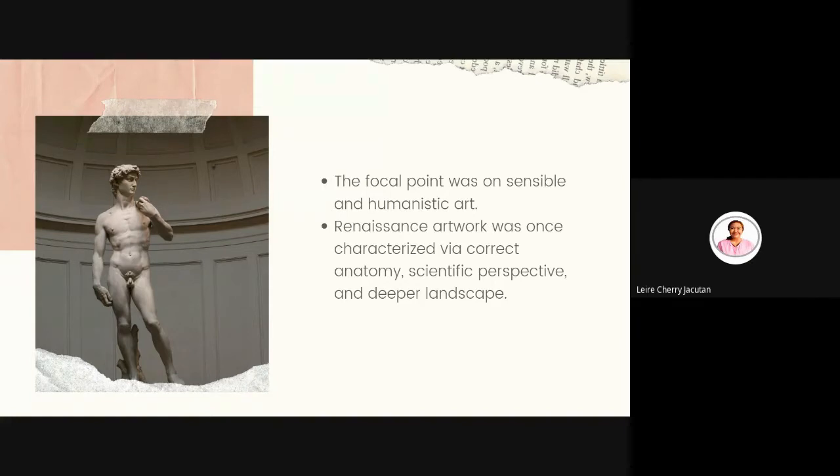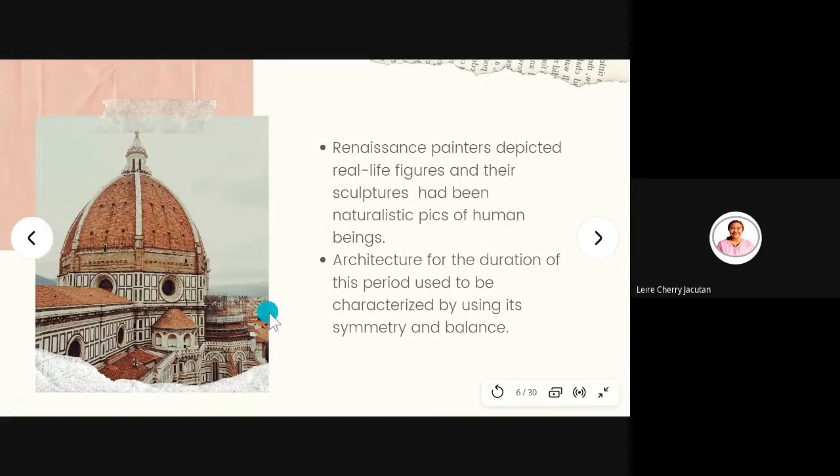And then Renaissance artwork was characterized via correct anatomy, scientific perspective, and deeper landscape. I guess diniscuss ko na ito noong nakaraan, di ba? So yan yung tatlong characteristic ng Renaissance art: anatomy, scientific perspective, and deeper landscape. So Renaissance painters depicted real-life figures and their sculptures had been naturalistic pics of human beings.